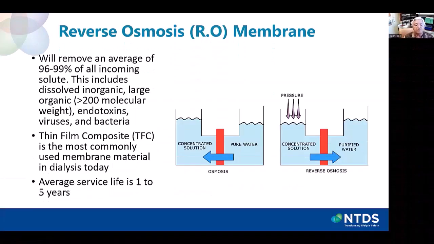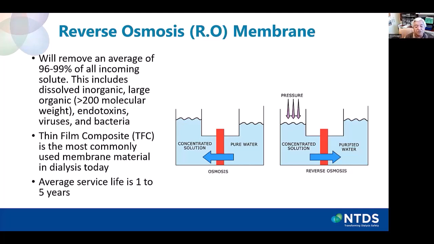A thin membrane will remove an average of 96 to 99% of all incoming solute. This includes dissolved inorganics, large organics greater than 200 molecular weight, endotoxins, viruses, and bacteria. Thin film composite is the most commonly used membrane material in dialysis today, with an average service life of 1 to 5 years. With osmosis, water moves through a semi-permeable membrane from the lower concentration of solutes to the higher concentration of solutes until equilibrium is achieved.